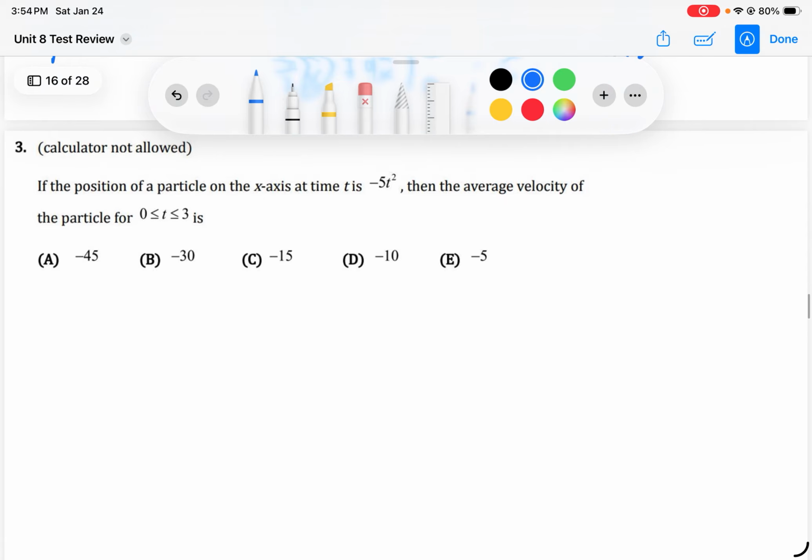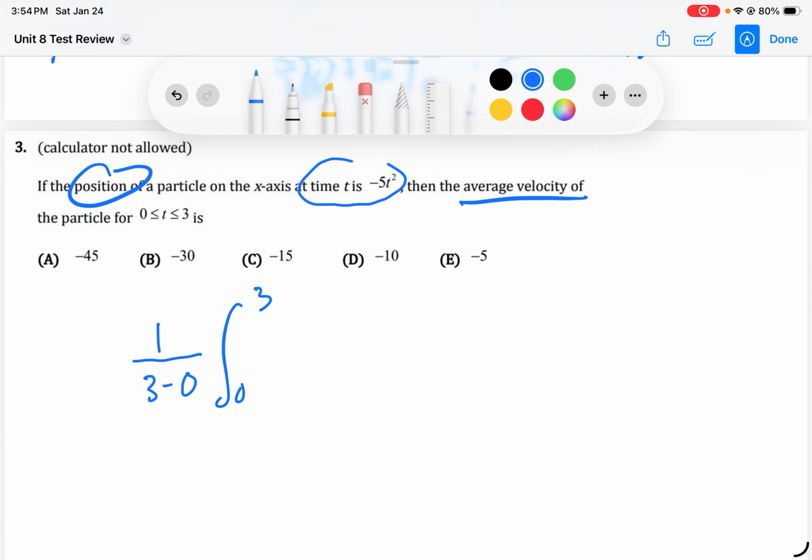All right, calculator not allowed again. If the position of a particle on the x-axis at time t is -5t squared, then the average velocity of the particle is... okay, this is a great question, average velocity. This is actually weird. Position is this. I thought this was going to be an average velocity, like 1 over 3 minus 0 times the integral from 0 to 3 of velocity. But the problem is we don't have the velocity. Ooh, we kind of do.